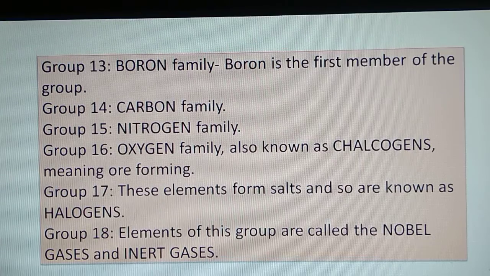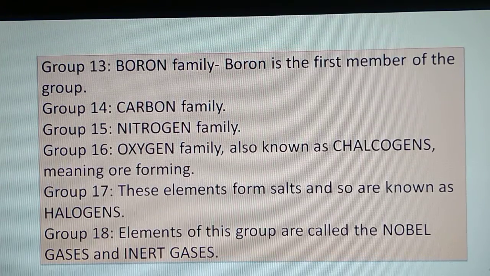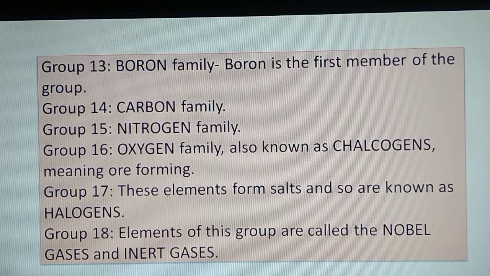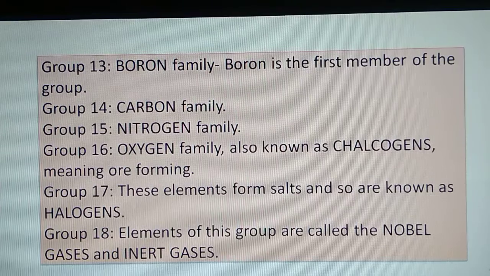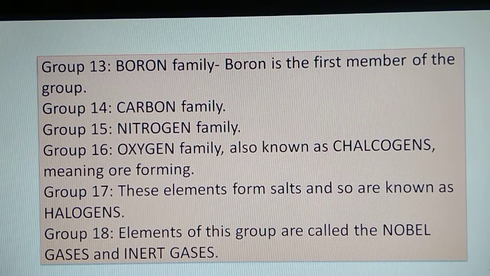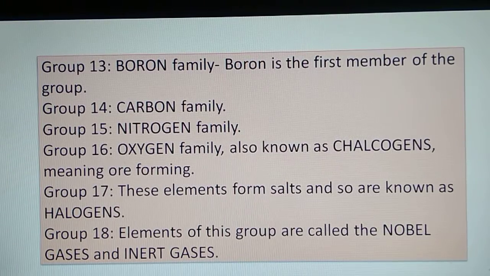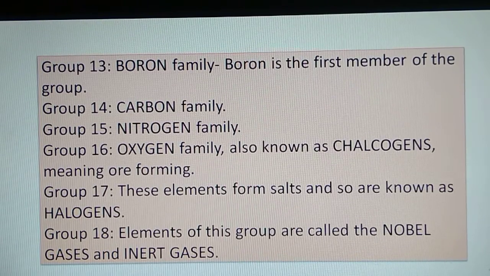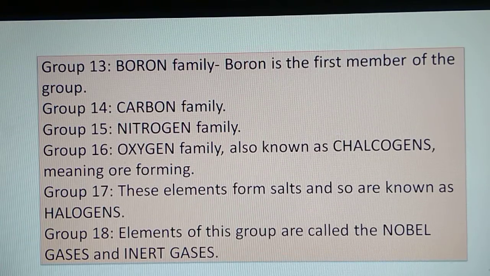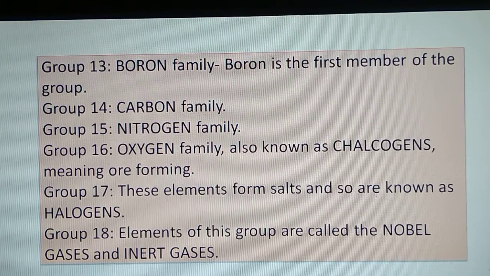Okay. So group 17: these elements form salts and so are known as halogens. These elements have 7 electrons in the outermost shell. They need 1 electron to complete their outermost shell. Okay. So group 18. Elements of this group are called the noble gases and inert gases. This is the group which consists of elements which have their outermost shell complete, meaning 8 electrons in their outermost shells.